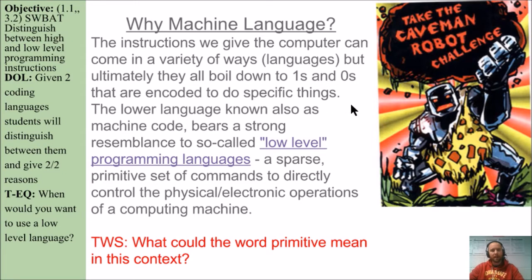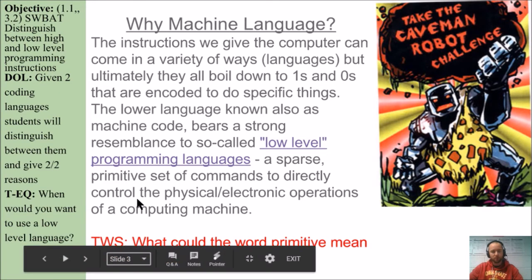The lower language, known also as machine code, bears a strong resemblance to so-called low-level programming languages, a sparse, primitive set of commands to directly control the physical electronic operations of a computing machine. The think, write, share here is: what could the word primitive mean in this context? If you go back here and look, it says low-level programming languages are a sparse, primitive set of commands to directly control the operations of a computer.